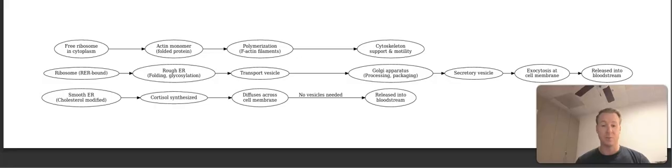It is then transported in vesicles to the Golgi apparatus, where it is processed and packaged. It is then stored in secretory vesicles and released by exocytosis into the bloodstream.